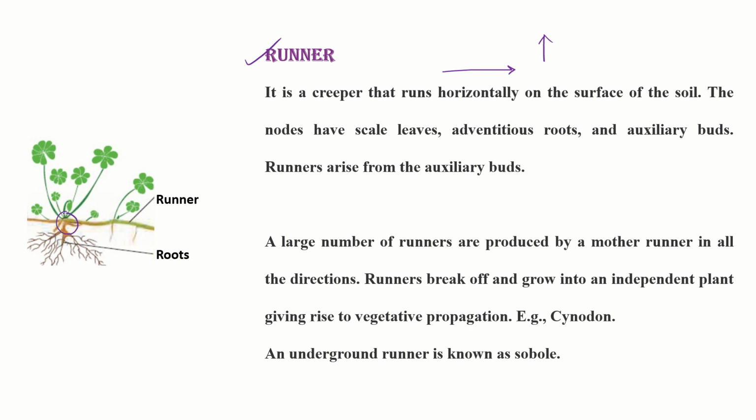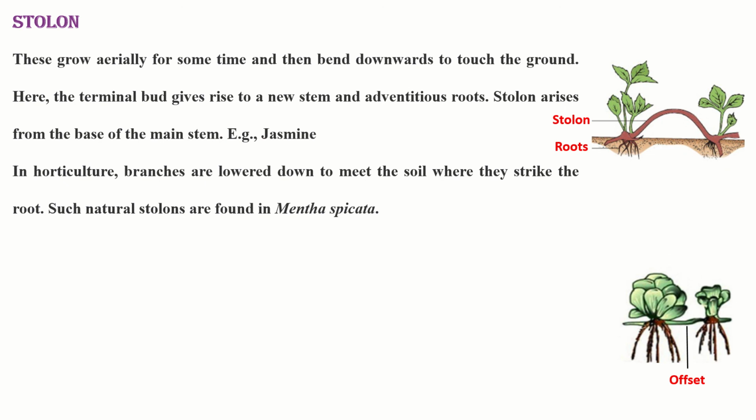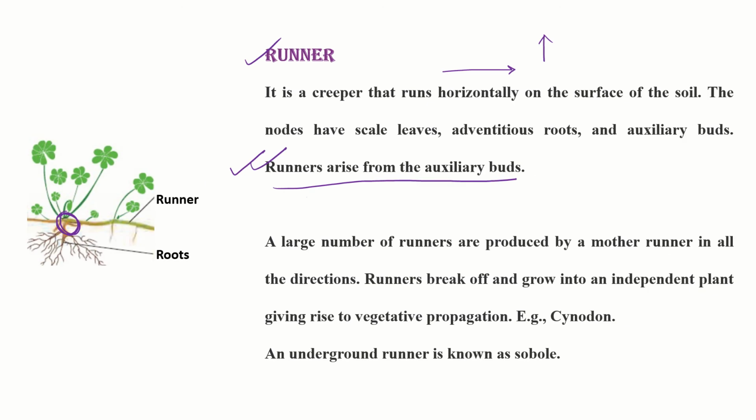See, this region we are talking about. Runners arise from axillary buds. Please note, runners arise from axillary buds. A large number of runners are produced by a mother runner in all the directions. Runners break off and grow into an independent plant, giving rise to vegetative propagation. This is found in Cynodon.